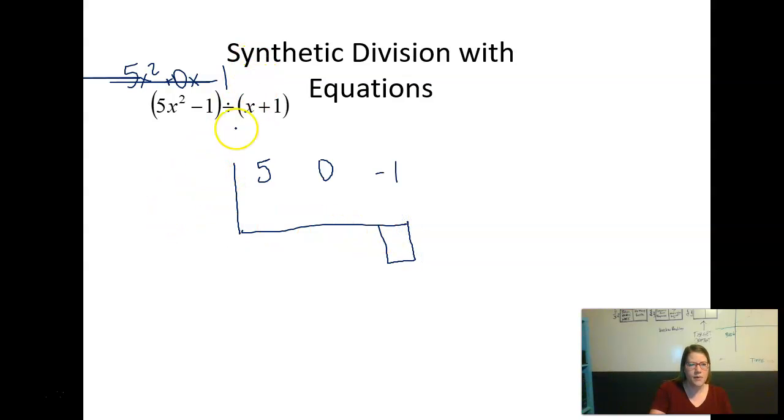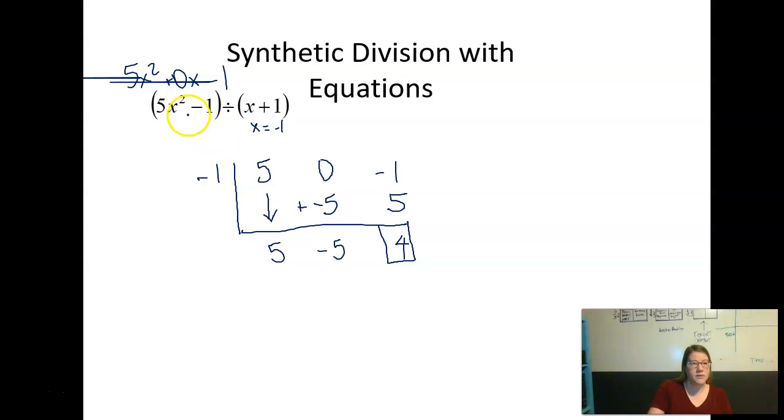And then out front, I'm going to put the 0 from x plus 1, which would be negative 1. So negative 1 goes here. I'm going to drop 5 straight down. No changes. I'm going to multiply negative 1 times 5 and put it in the next column. So that would be negative 5. I'm summing this column. So 0 plus negative 5 is negative 5. Then negative 1 times negative 5 is positive 5. And negative 1 plus 5 is 4.